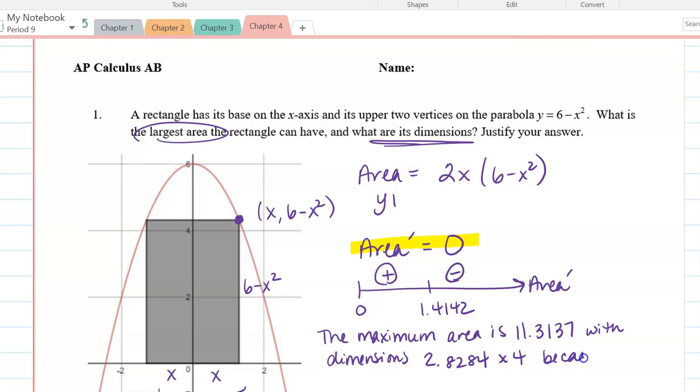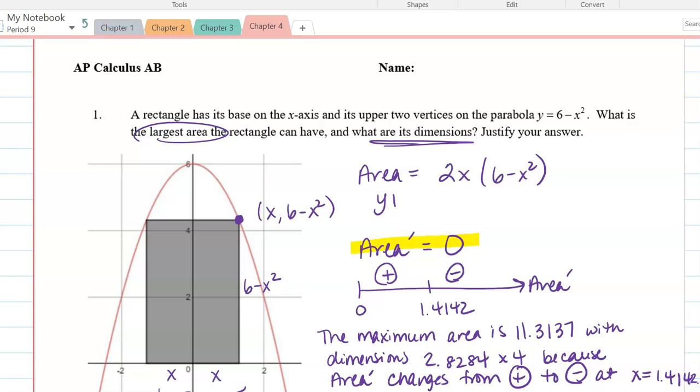And then the because. The because is the justification, so it's not just the answer. The justification is writing a sentence explaining the calculus and how you know that's your answer. So because area prime changes from plus to minus at x equals 1.4142.